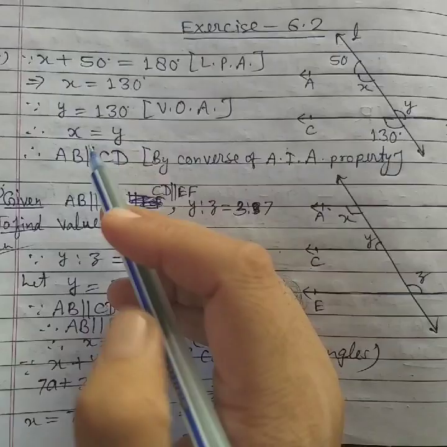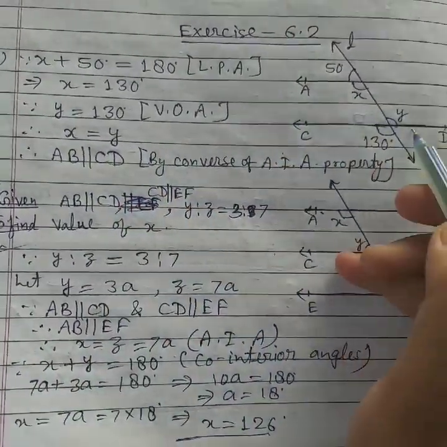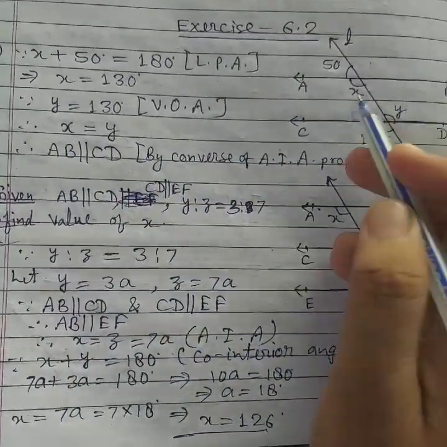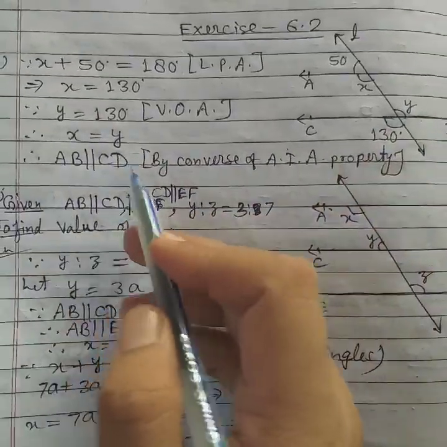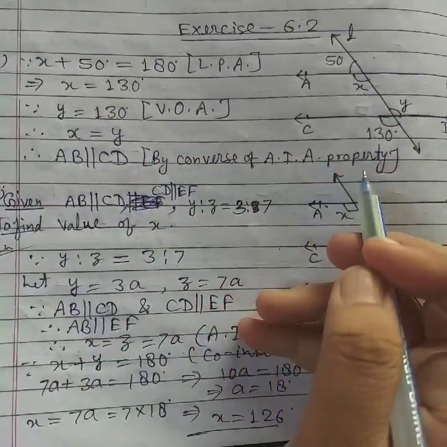That means we have x equals to y. X and y, these two are alternate interior angles. If these two angles are equal, then AB parallel to CD by converse of alternate interior angle property.